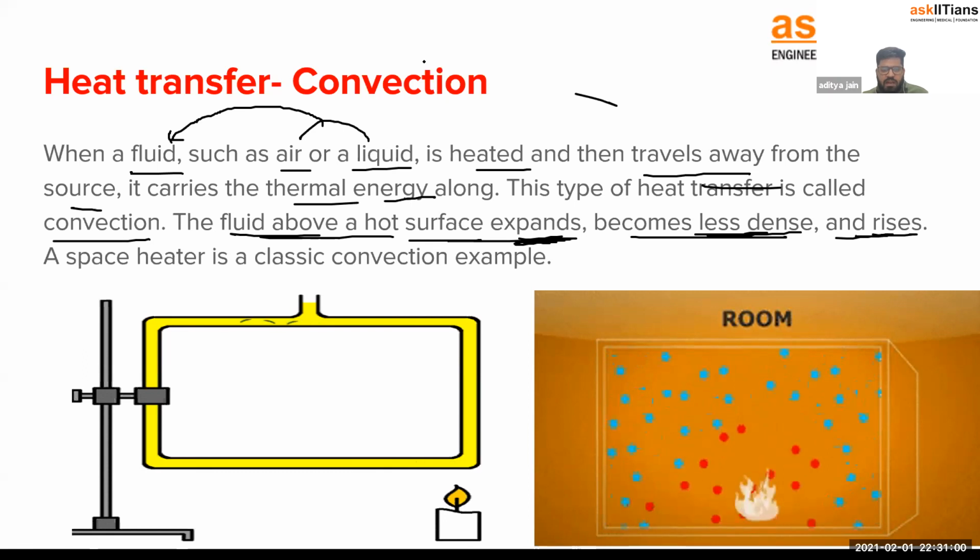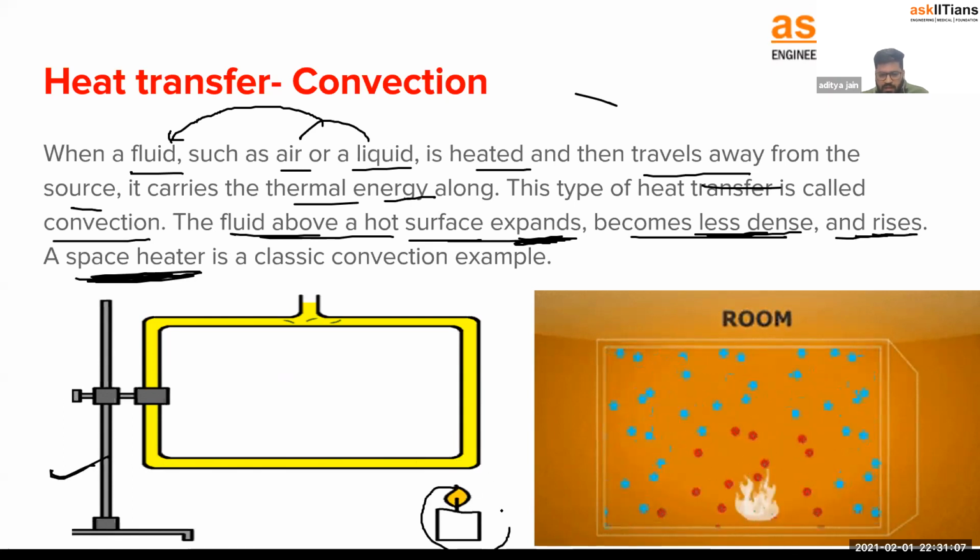So a space heater is a classic example of this convection process. You can see in this diagram again, this is a burner or candle. The portion of the water which is near to this gets heated first. It will rise. Once it rises, suppose this layer is coming. You can see in this diagram, the hotter water is going upward and the colder water is coming downward like this. So this is the process of convection in case of liquids, layer by layer.